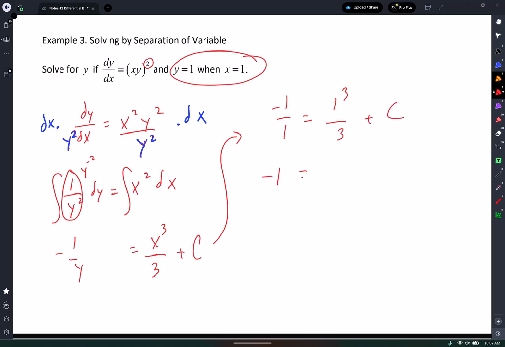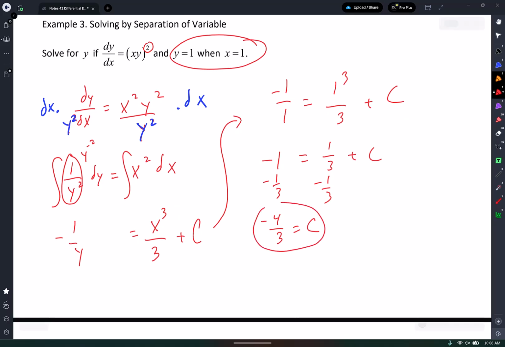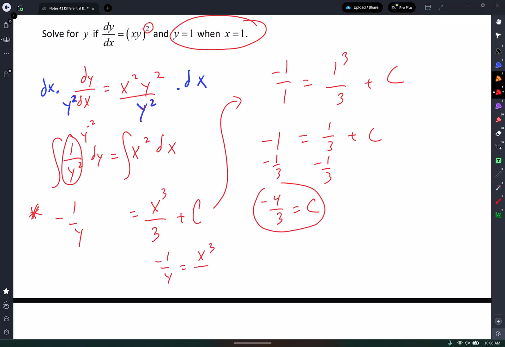Negative 1 equals 1/3 plus C. Minus 1/3 minus 1/3. Negative 4/3 equals C. Because that negative 1 is just like 3 over 3. Does that make sense to everyone? So then I take the C and I come back to this one right here. Negative 1 over y equals x cubed over 3 minus 4/3.